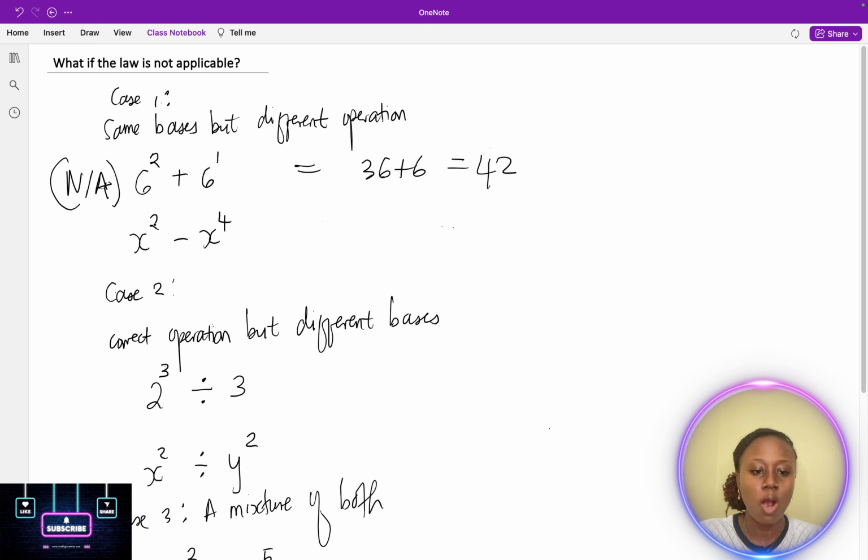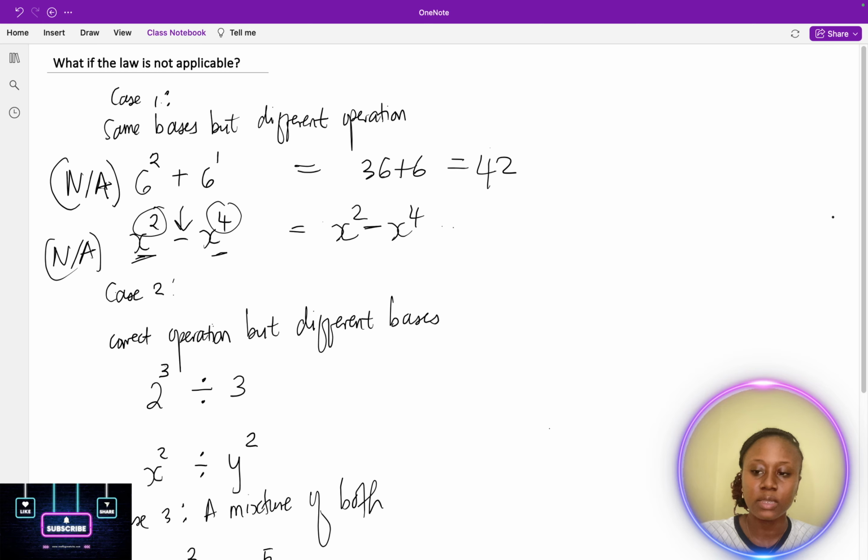Again, for case 1, part 2, you notice that the bases are the same, but you're not dividing, which means that the law is not applicable. Alright, and because we are working with variables, these are not like terms, the value of the exponents are different, it cannot be further simplified, so you have to leave it as is.